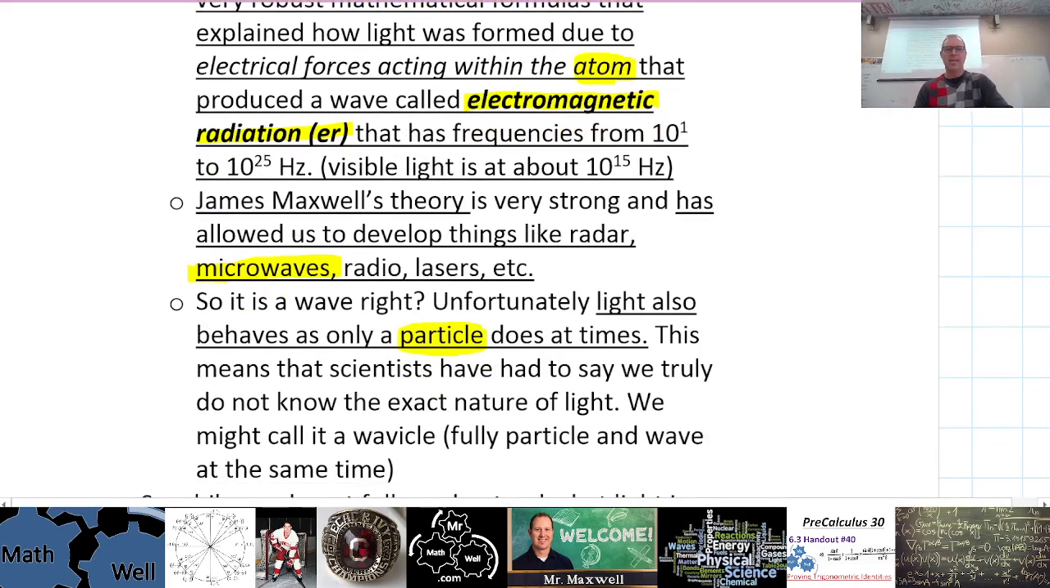Okay, so this means that scientists have to say that we truly don't know the exact nature of light. We might call it a wavicle. And yes, I made that up. Fully particle and fully wave at the same time. A wavicle is not a real thing. Actually, I think Mr. Reed might have even made that one up, but anyways. A wavicle. A wave, particle, wavicle.